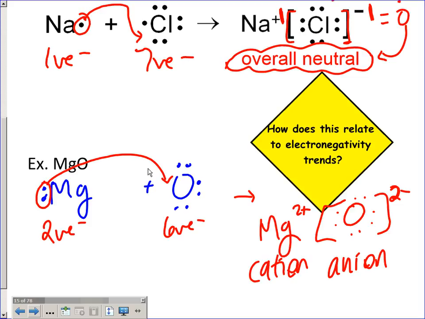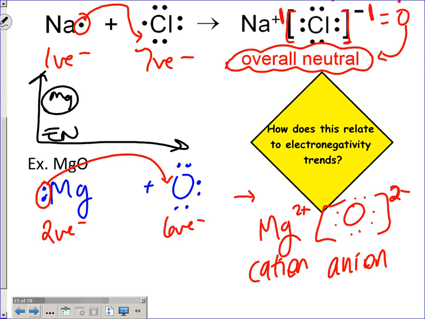I see most of us doing this. Okay. Who's more electronegative? Magnesium or oxygen? So magnesium's over here someplace, right? Oxygen's way up here. So why is oxygen more electronegative? Do not say because it's farther to the right and up.